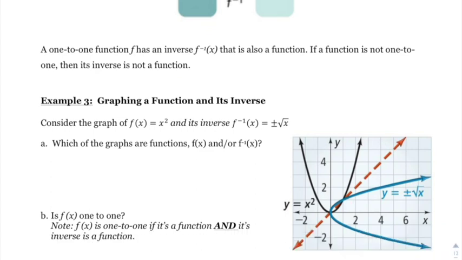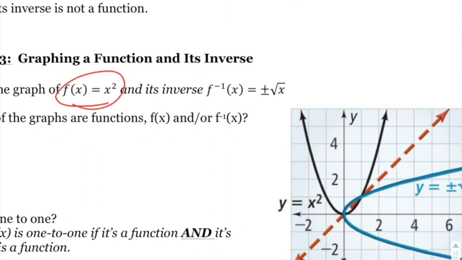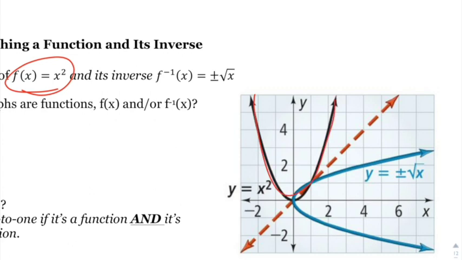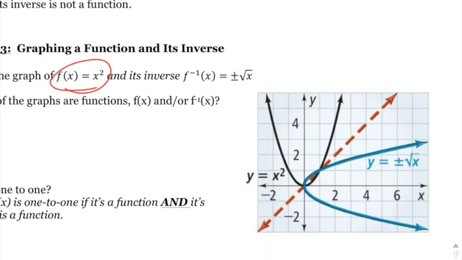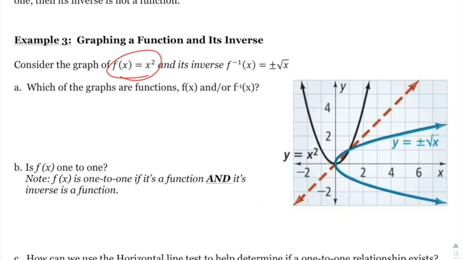So a lot of vertical line tests and that type of stuff here when we're looking at these graphs. So they give us the graphs here. So this first one here is x squared. There it is right there. And then if you switch x and y and then resolve for x right here, this is what it looks like here. It's the square root of x. You got a positive and a negative version to kind of get you that part going up and that part going down right there. So which graphs are function f of x and or f inverse x?